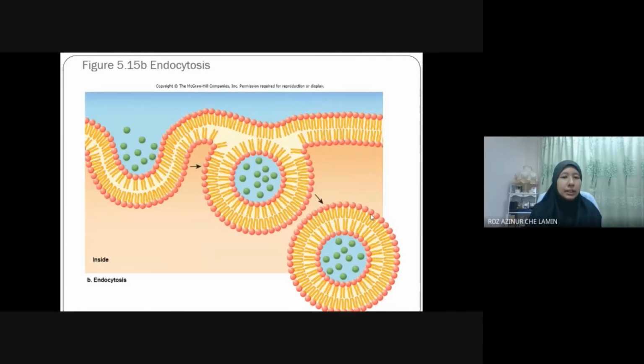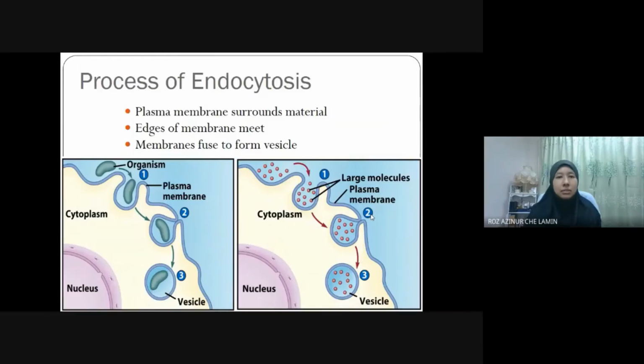Here it is the endocytosis, from outside the cell, moving inside the cell. Okay, this is the phagocytosis, and this is pinocytosis.